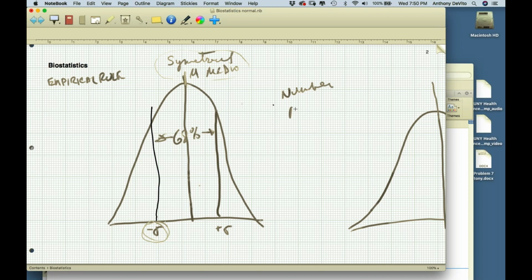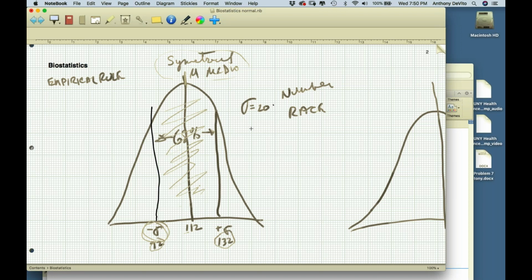So this could represent race times. The average half marathon time could be 112 minutes, and the standard deviation for the race times could be, let's say, 20 minutes. So one standard deviation below the mean would be 92 minutes, and one standard deviation above the mean would be 132 minutes. And 68% of the runners, if they're normally distributed, would fall between 92 and 132.